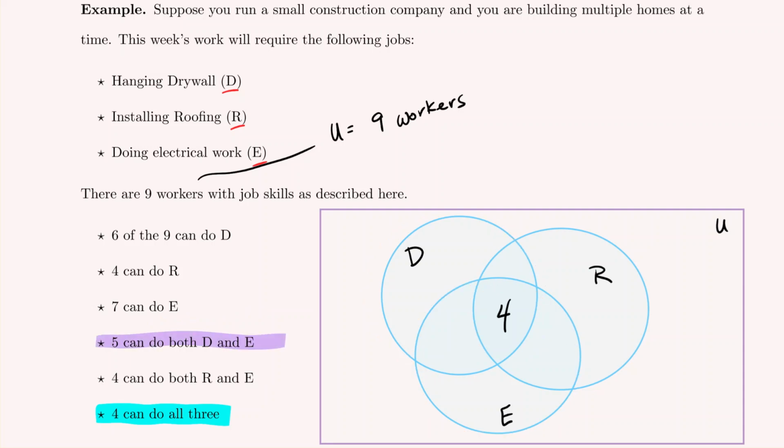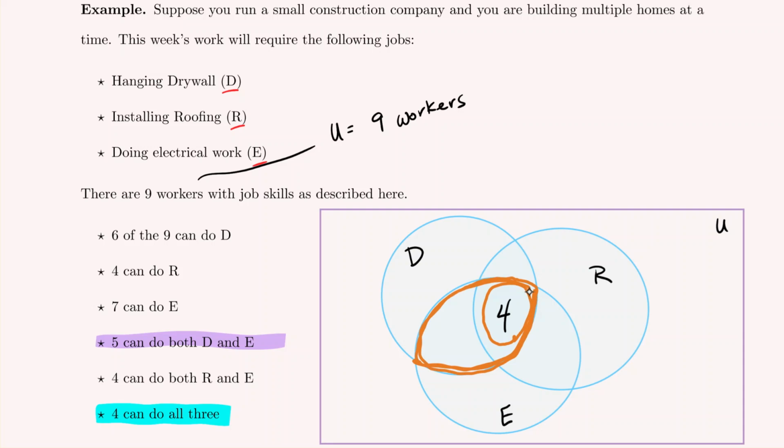We know 5 people can do drywall and electrical. And keep in mind that the amount of individuals who can do drywall and electrical is actually this entire section made up of 2 parts. The section over here is the individuals who can do drywall, roofing, and electrical. But since they can do all 3, it also makes sense that they can do the 2 that we're interested in, right? Drywall and electrical. So altogether, the total in here is 5.